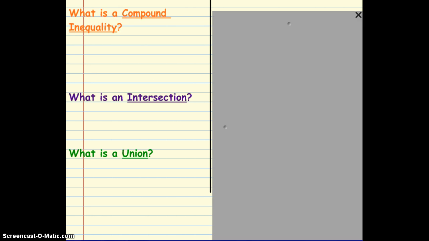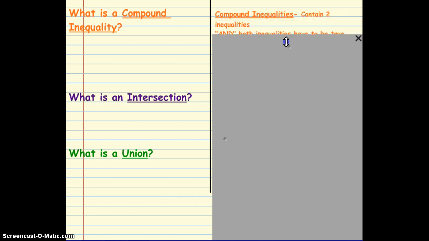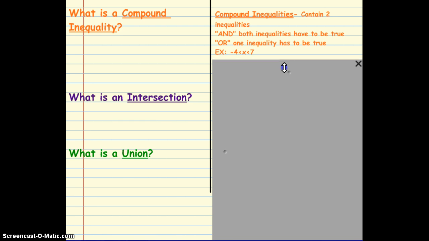Alright, well first of all we need to figure out what compound inequalities are. A compound inequality contains two inequalities, two of them put together. If it uses the word "and", both inequalities have to be true, and if our inequality uses the word "or", only one of them has to be true. For example, we would read this as -4 is less than x and x is less than 7.